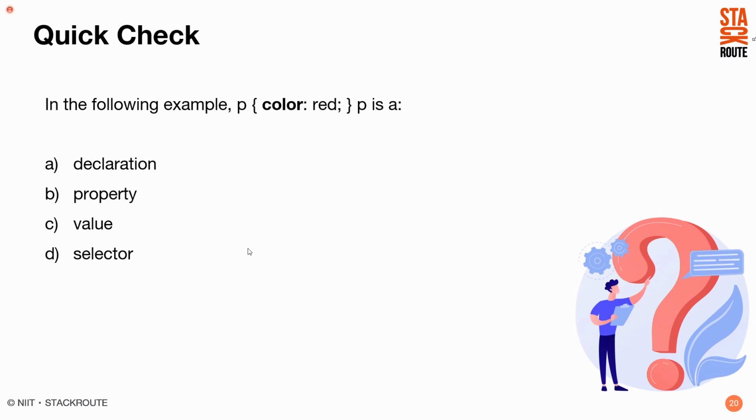Technically, in CSS, if I write p, curly braces, color colon red, then p is called the Selector. Then the declaration: property and value.